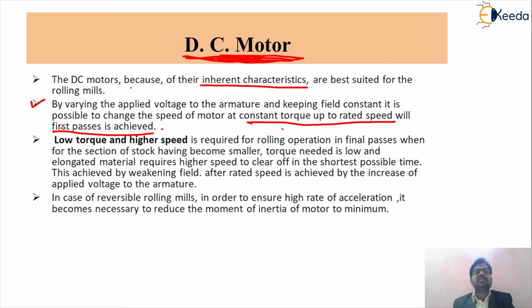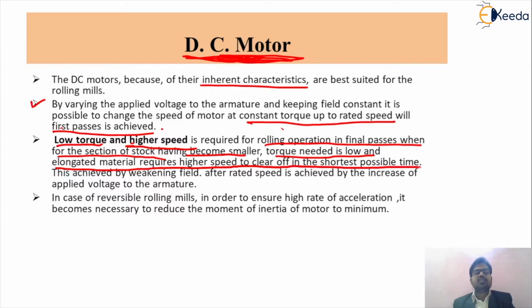And obviously from the DC motor we also get another property, that is low torque and high speed applications. In most rolling mills, along with high starting torque and low speed application, sometimes we require low torque and high speed. Where is it required? In the rolling mill final passes, when the section of the stock has become smaller, the torque needed is low, and the elongated material requires very high speed to clear off in the shortest possible time. For that, we use weakening of the field, which means we have to control the field flux. After that, the rated speed is achieved by increasing the applied voltage to the armature.